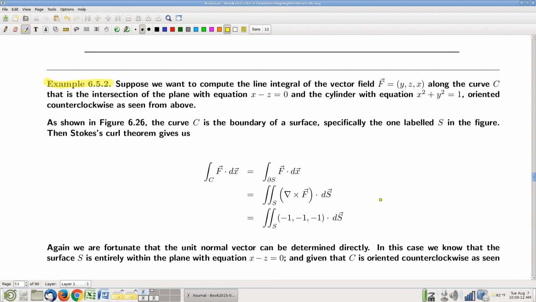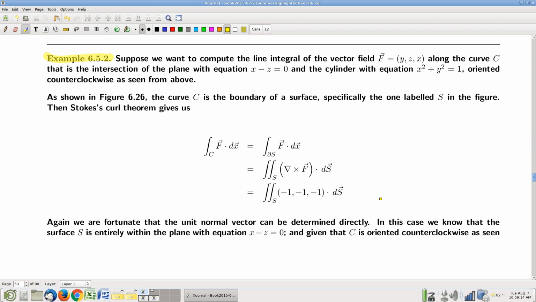Okay. So let's see here. Here we go. We're going to compute a line integral. Got a vector field given. The curve is the intersection of these two surfaces with a given orientation. Now, so we got to draw the picture here. We were not given a parameterization. It's not immediately obvious what this curve looks like. We need to draw the figures.